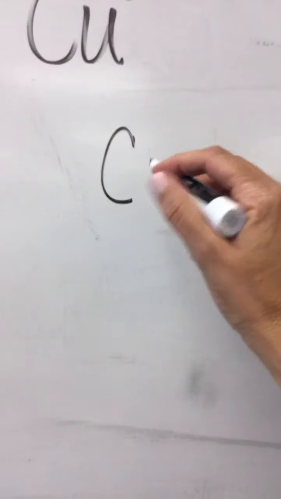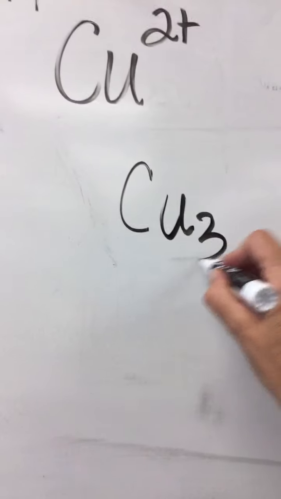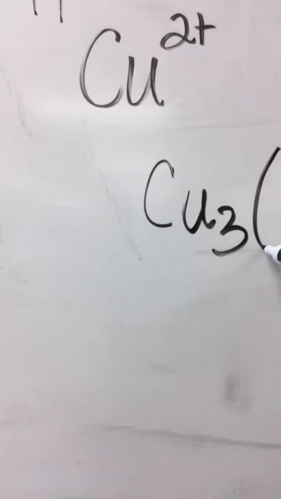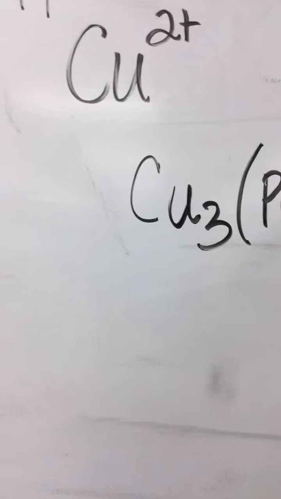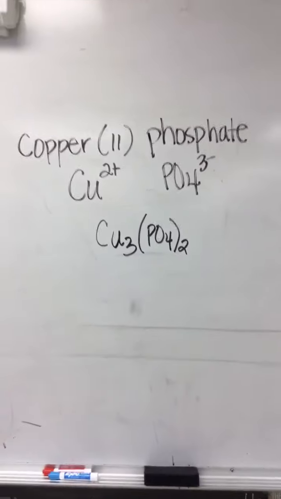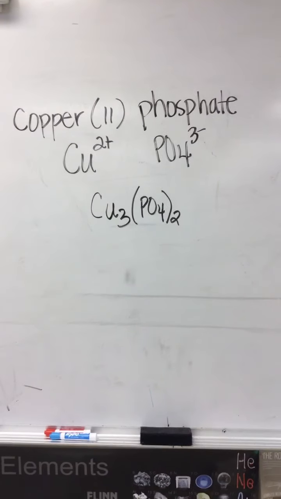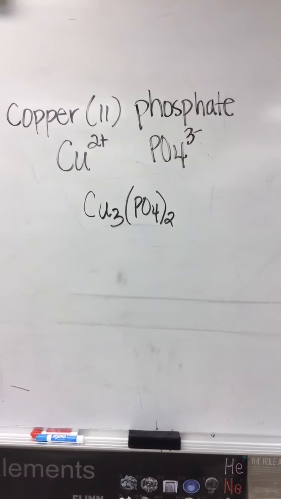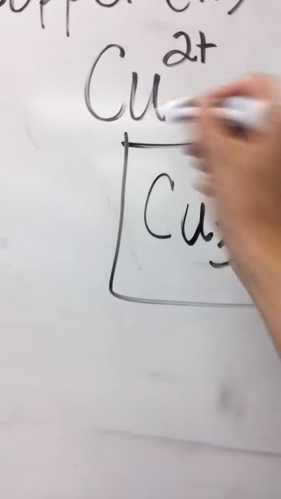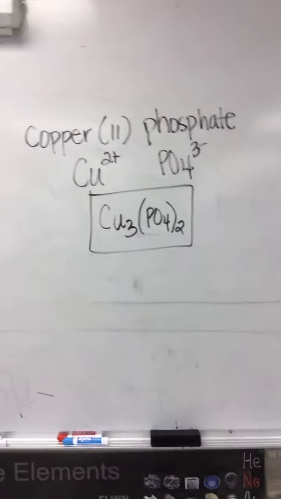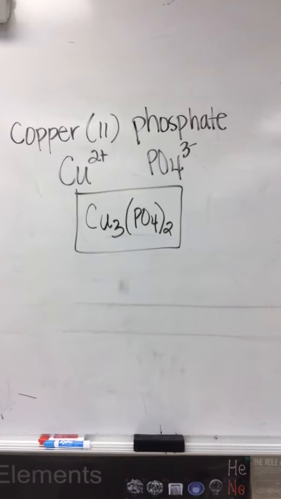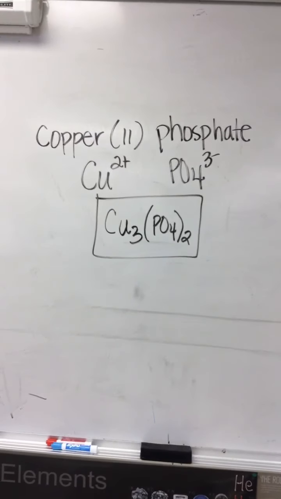So when I write its formula, copper gets the 3 from the phosphate. Because the phosphate, I'm going to need more than one of them, I will lock it in the parentheses and I make copper's 2 follow the parentheses. This is the correct formula for copper 2 phosphate. I'll just put a little box around it to make it look fancier. Okay? So, we got some practice using polyatomic ions.